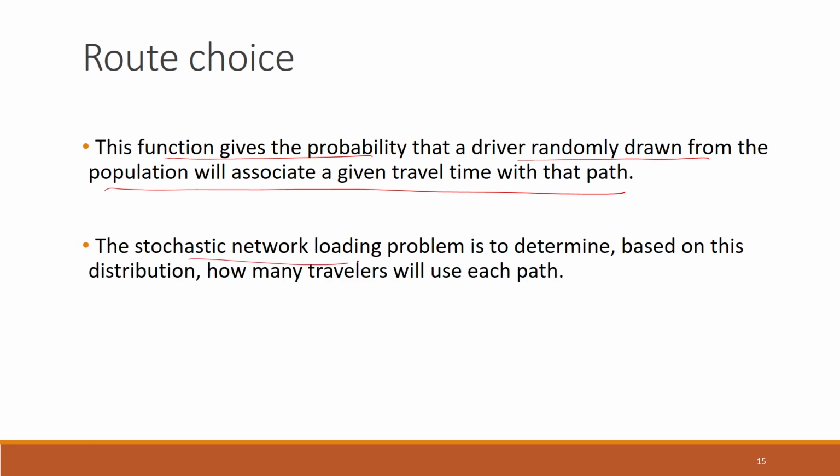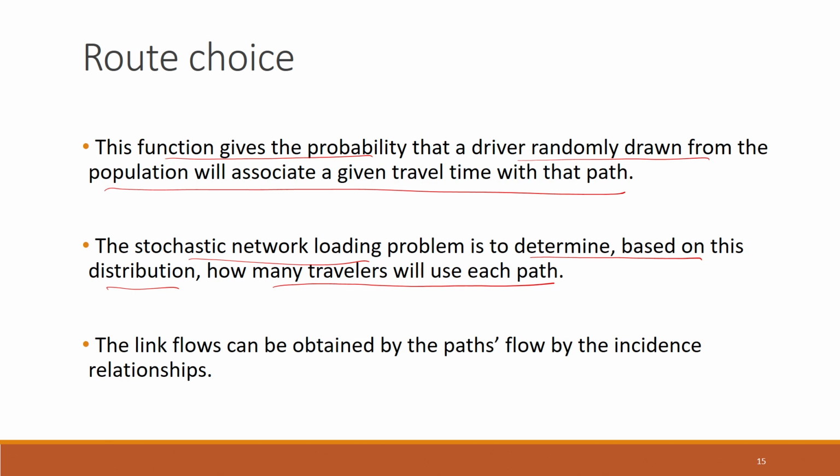So the stochastic network loading problem is to determine, based on this distribution, how many travelers will use each path. We can obtain the probability of using these different paths, because that will be equal to the probability that the perceived travel time on a given path is less than the perceived travel time on all the other paths. In that way, one can determine the path flows for different paths.